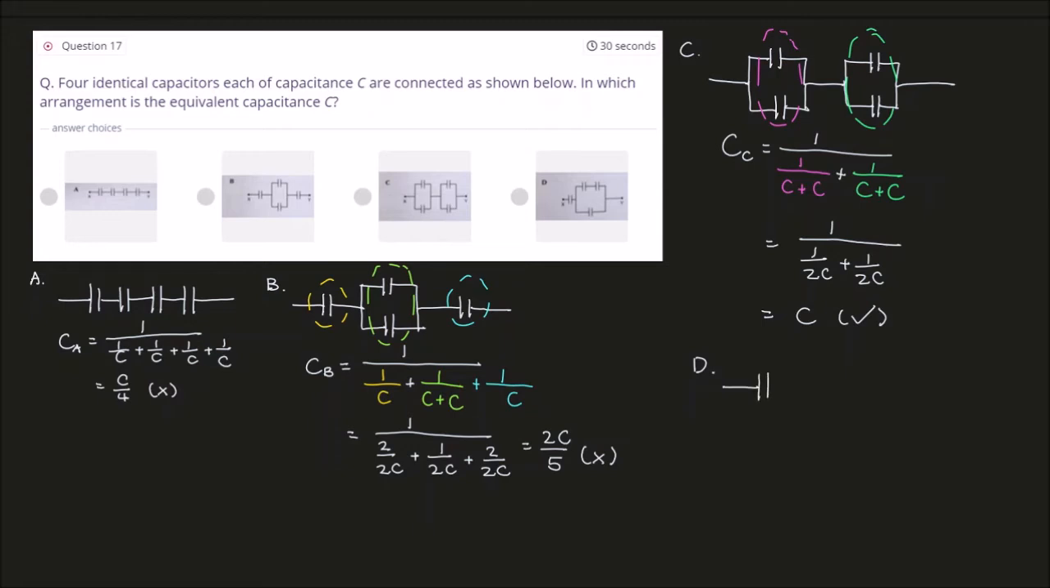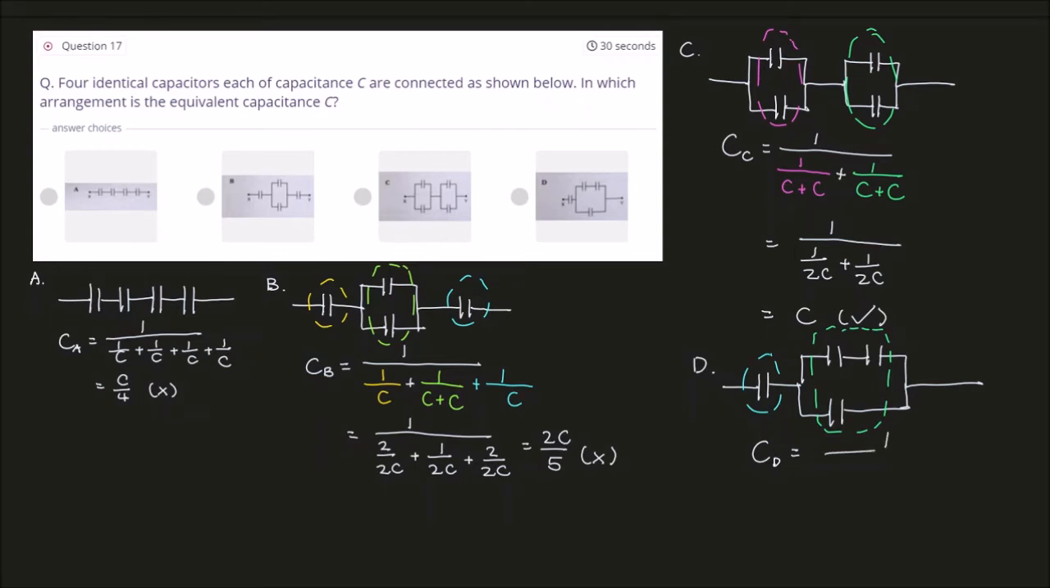In D, you have a capacitor followed by two branches. One branch has two capacitors. The other branch has only one capacitor. So you converge back into a single current route. For CD here, you have two components to add in series. One will be this component. The second one will be this component over here. So you are adding them up in series.